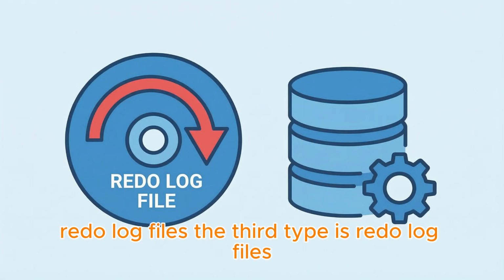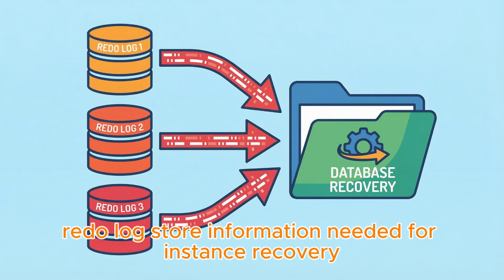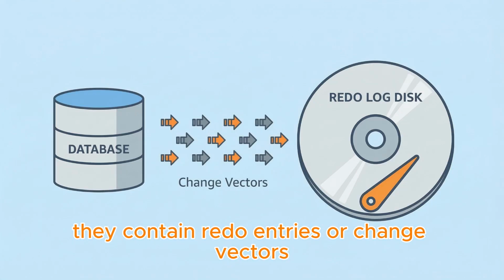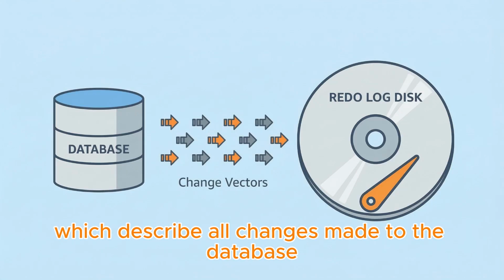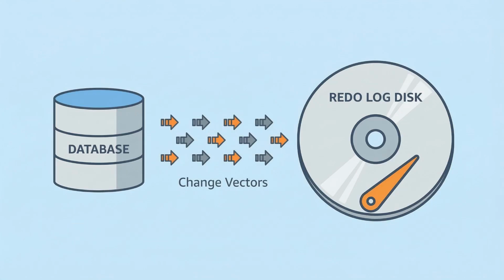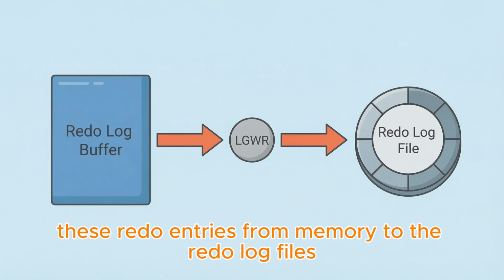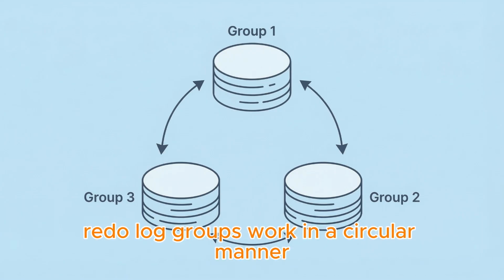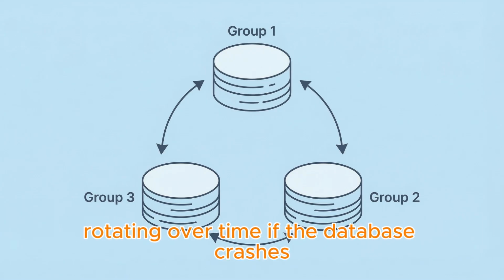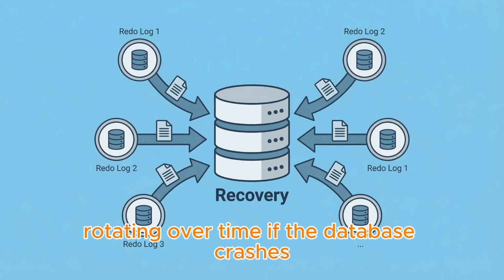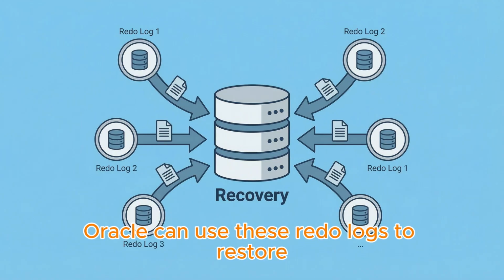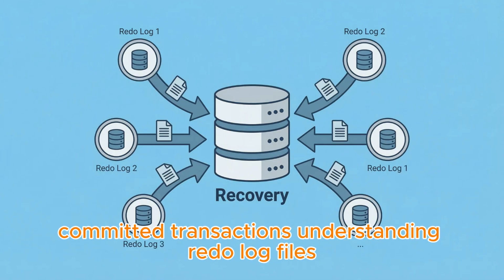Redo log files. The third type is redo log files. Redo logs store information needed for instance recovery. They contain redo entries, or change vectors, which describe all changes made to the database. The log writer process, LGWR, continuously writes these redo entries from memory to the redo log files. Redo log groups work in a circular manner, rotating over time. If the database crashes, Oracle can use these redo logs to restore committed transactions.